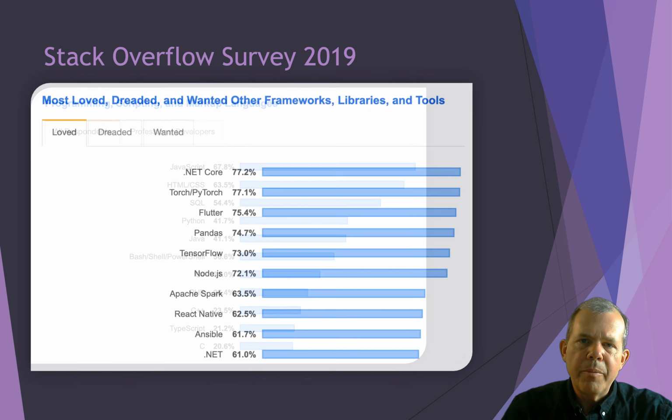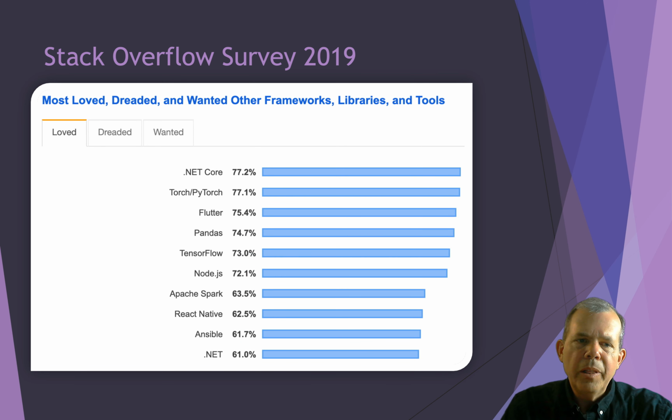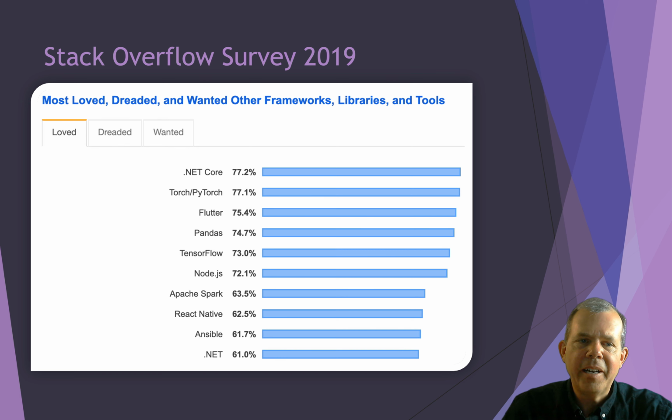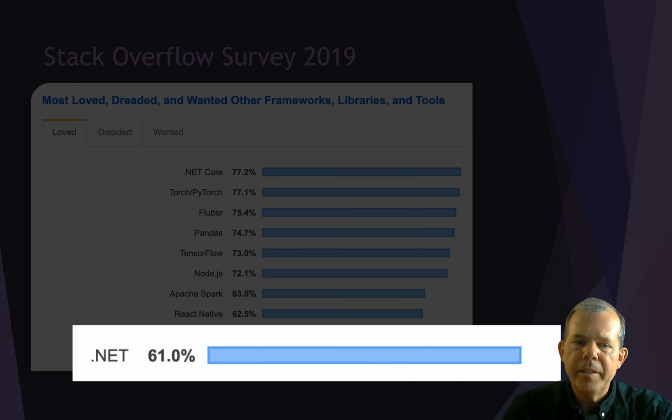Here's another slide from the same survey. What are the most loved, dreaded, and wanted frameworks? So you can see that .NET Core shows up high. As a matter of fact, it's first place on things that developers love. And you can see that even .NET, the one that we've been working with, is still rated at a 61%.